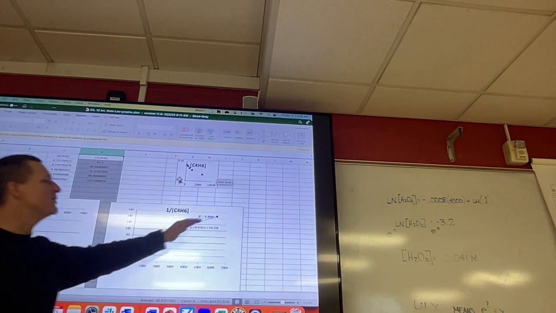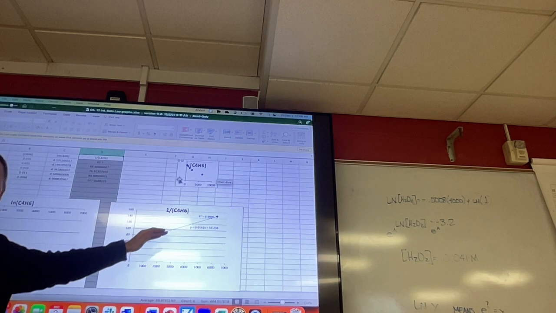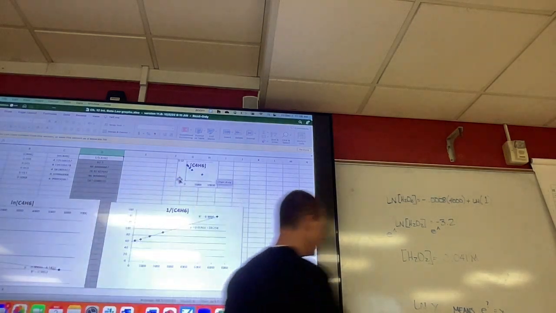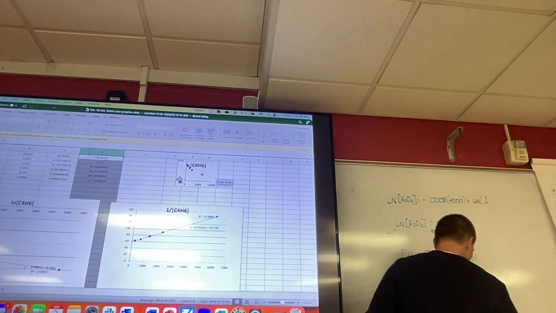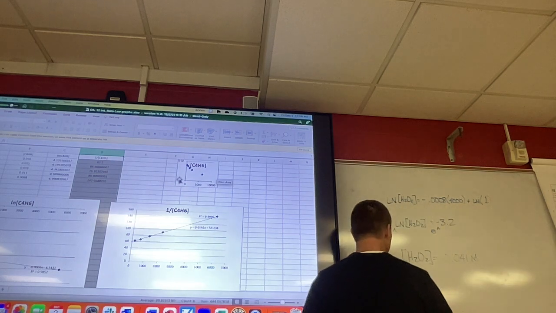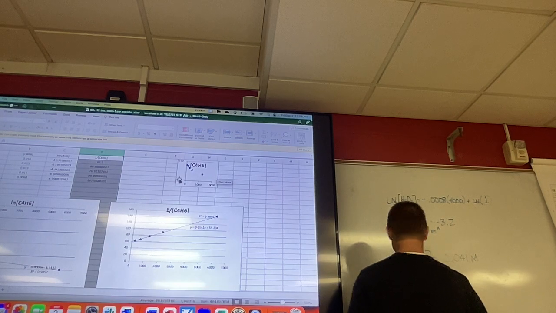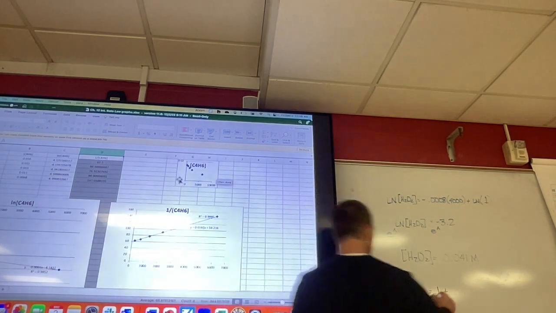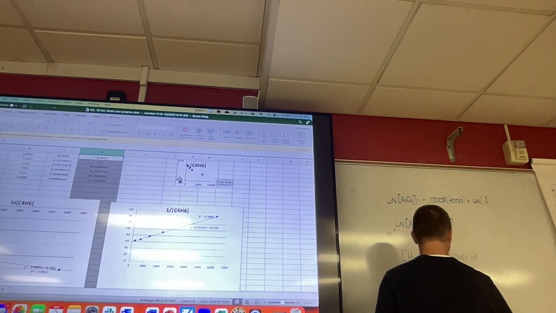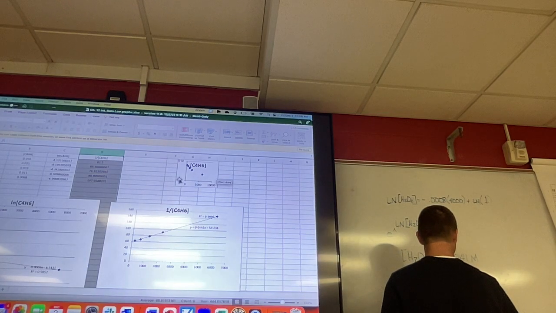Okay, so we have determined this one is a second order rate law. The question is, what is the integrated rate law? So it would be 1 over the concentration of C4H6 equals positive kt, remember it's positive because the slope is going up, plus 1 over the initial concentration of C4H6.